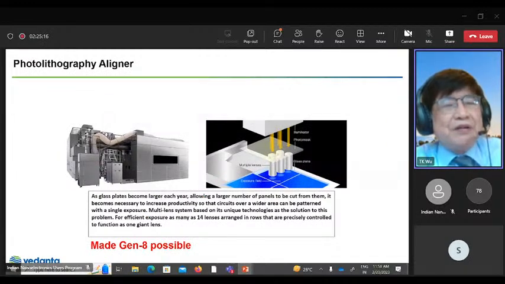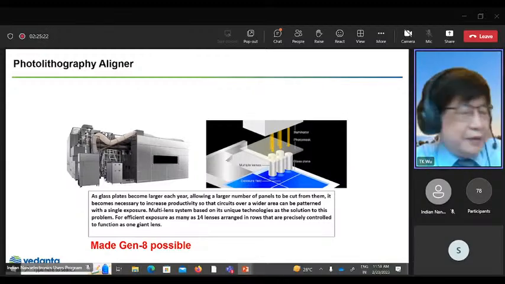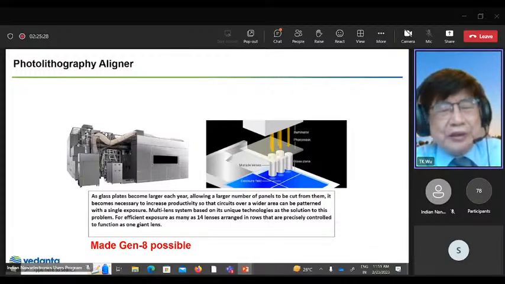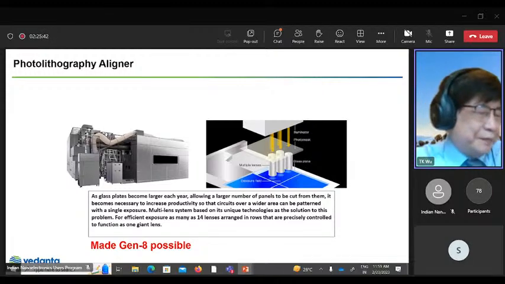Okay, there's the photolithography aligner. In the beginning, we used proximity alignment. It was actually modified from semiconductor, but the yield loss is very high. We formed a lot of particles, so we had to use a projection aligner.